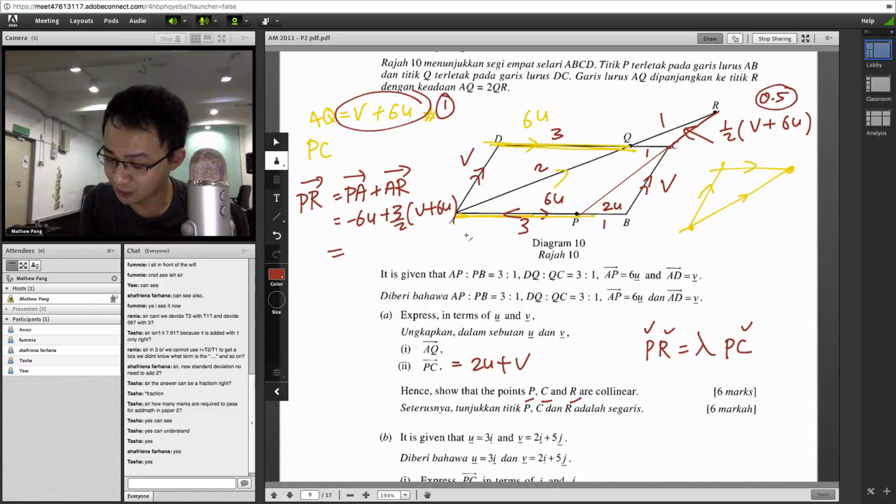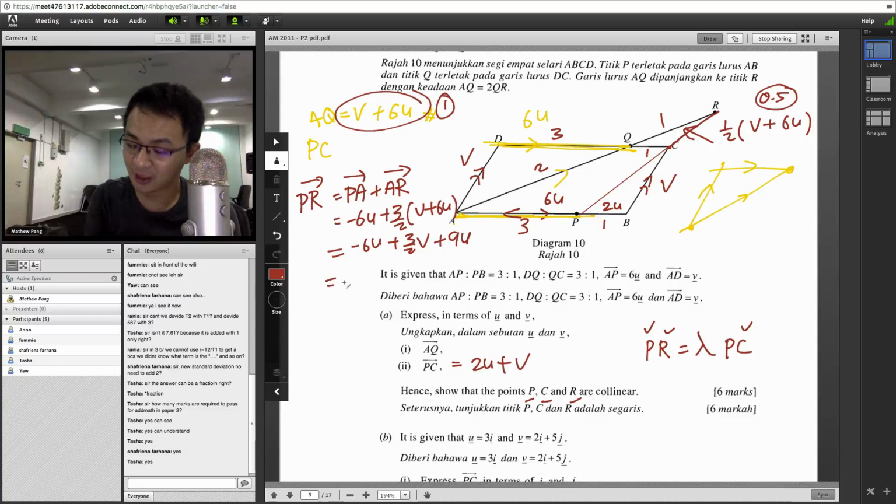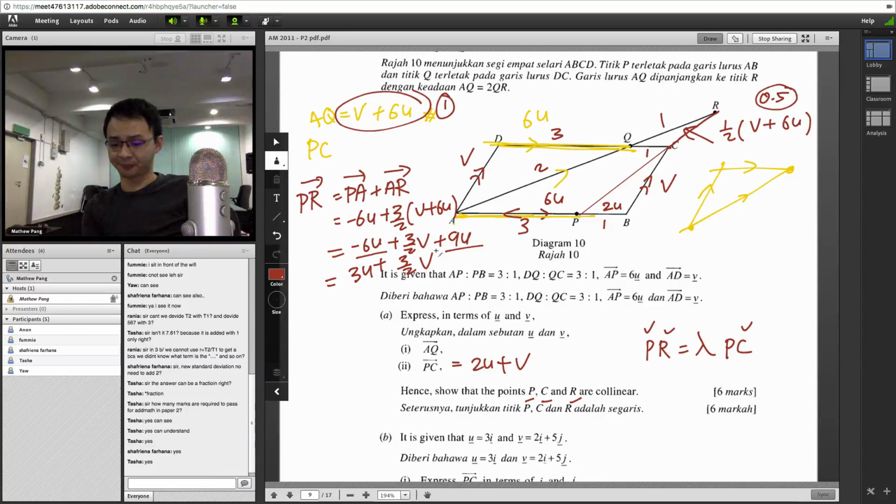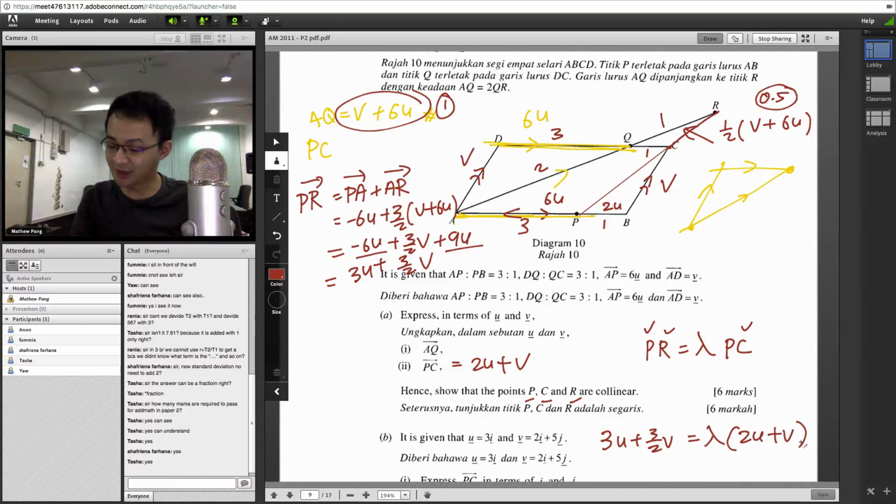And then you just solve this one. So you want negative 6U plus 3 over 2 V, plus 9U. So you will get negative 6U plus 9U is 3U, plus 3 over 2 V. Okay, so after you got this one, you just substitute into here and then solve it. So you will do 3U plus 3 over 2 V equals lambda PC, which we just got as 2U plus V. Alright, I will need to find the lambda first, definitely.